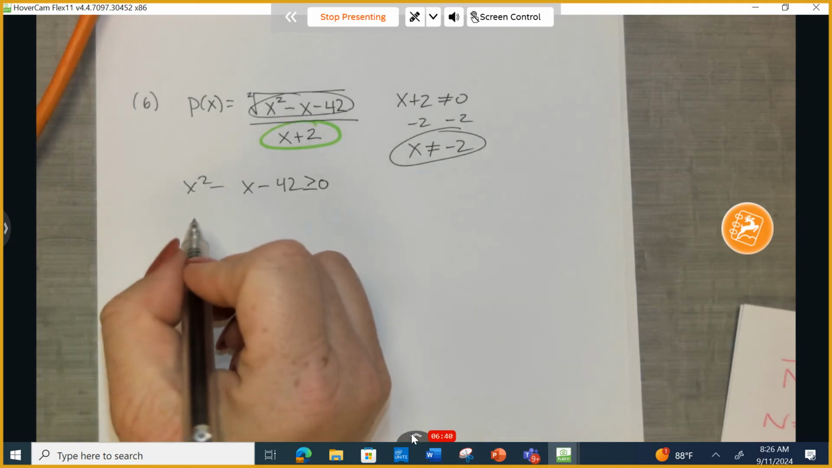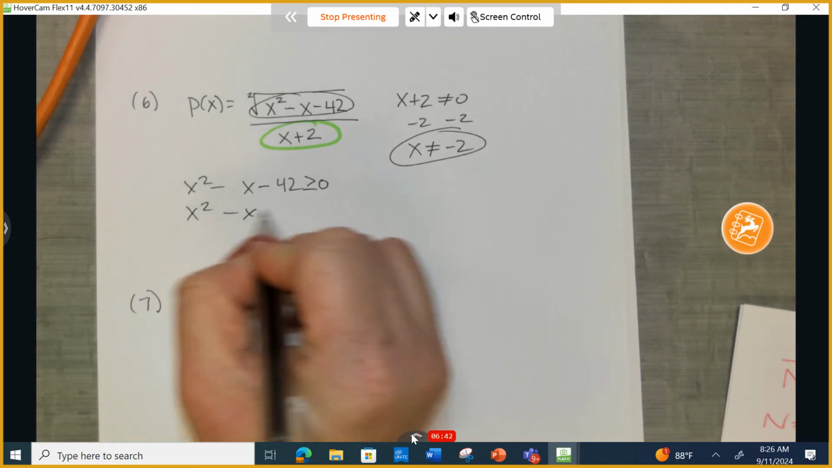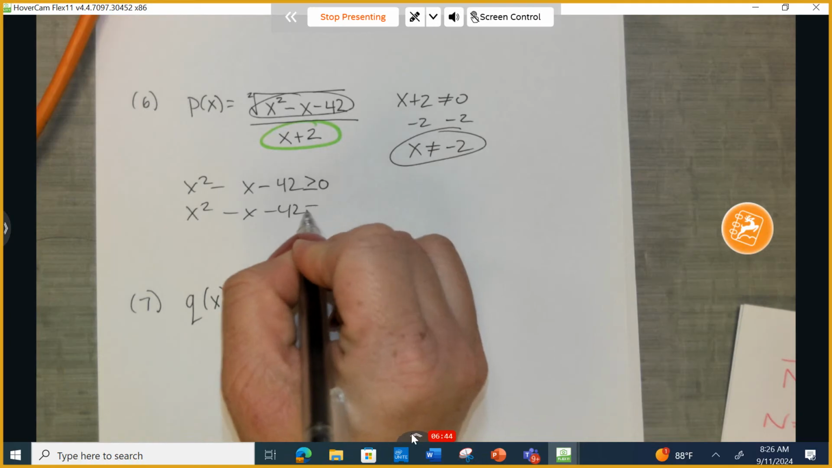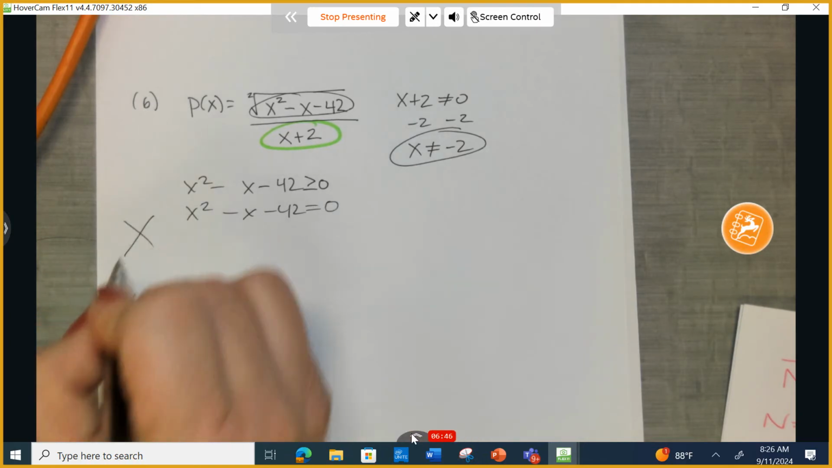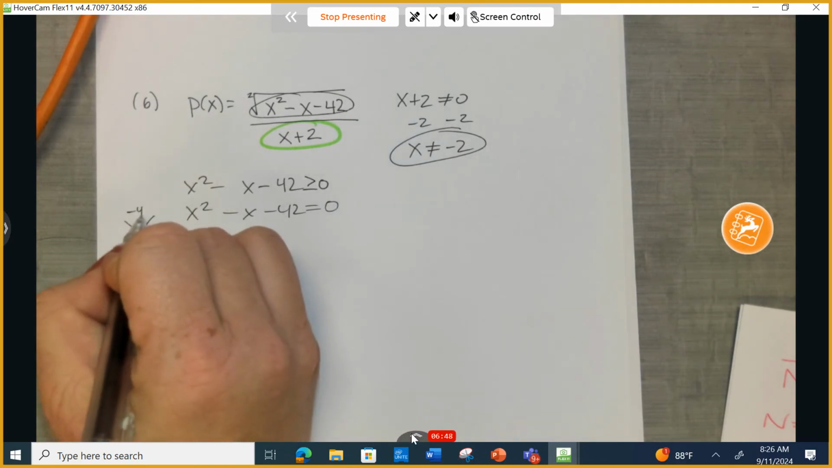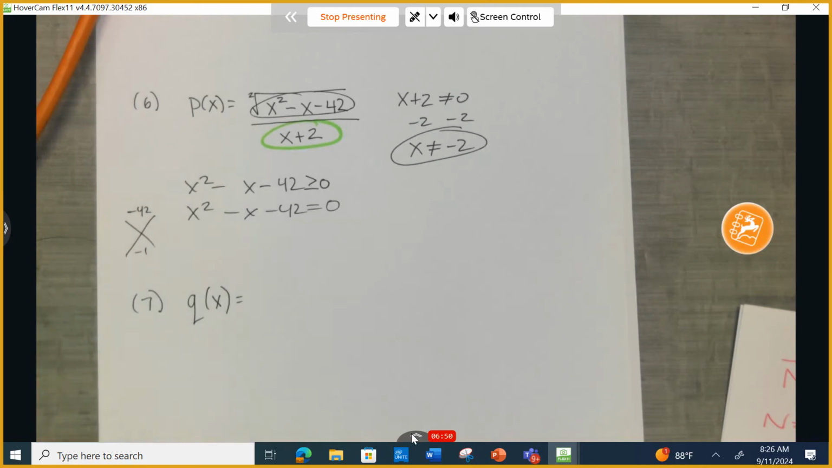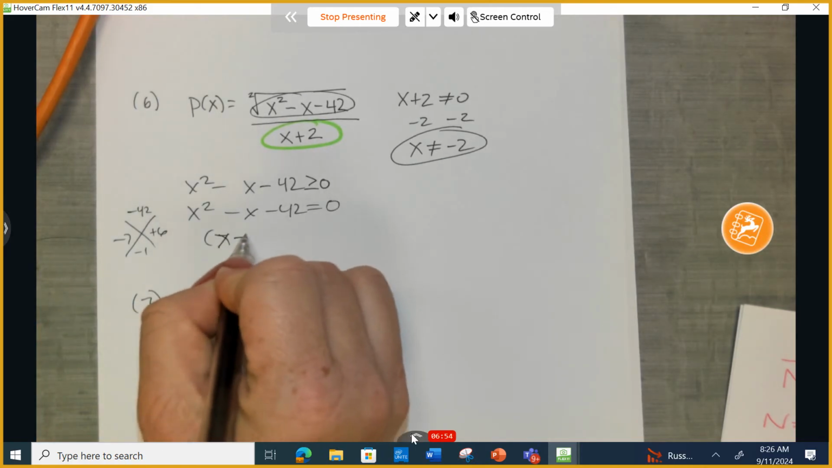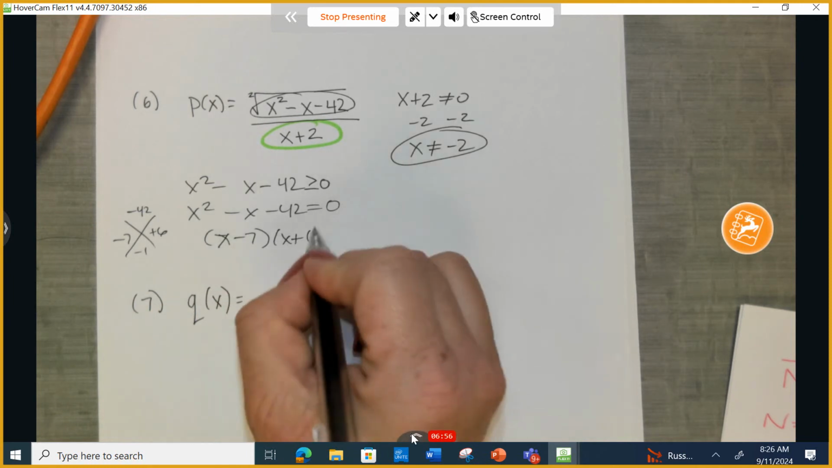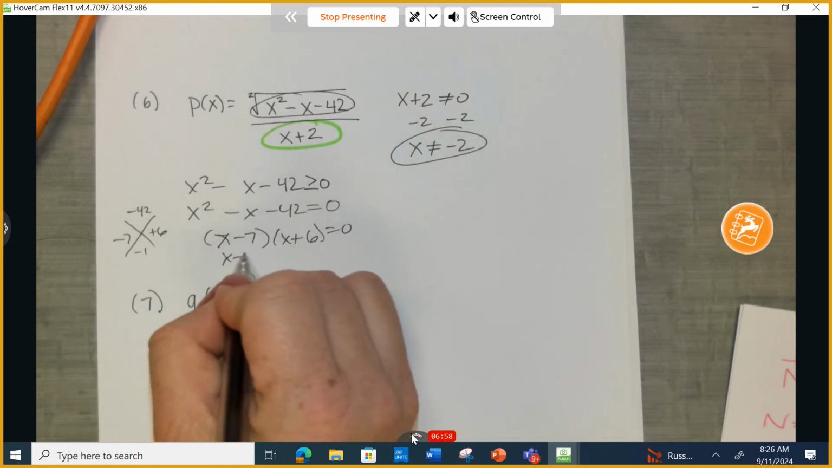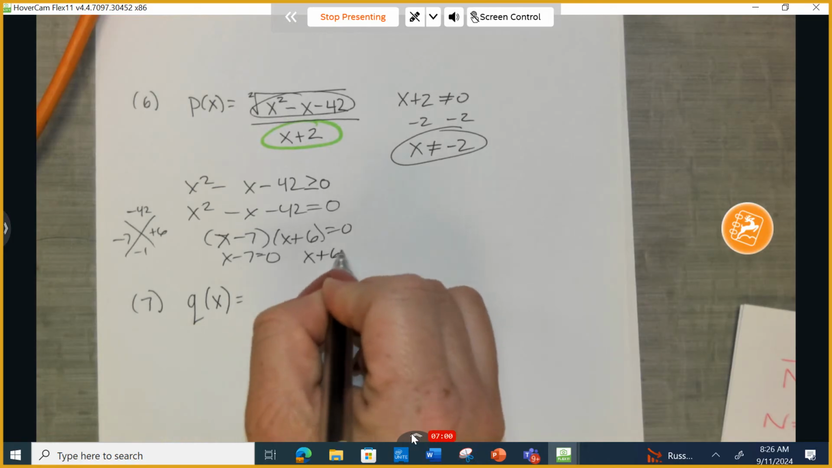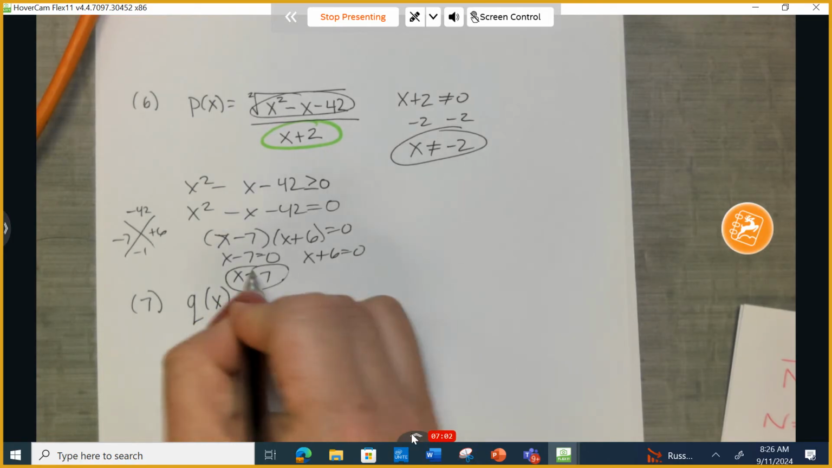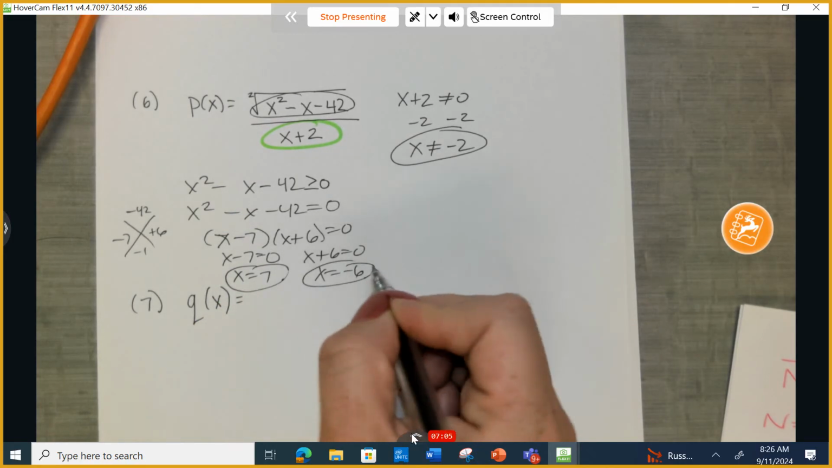So just like in unit 4, we write x squared minus x minus 42 equals 0. I come off to the side. What multiplies to equal negative 42 and combines to equal negative 1? Negative 7, positive 6. And this allows me to find those hashtags. One hashtag will be 7. The other hashtag will be negative 6.